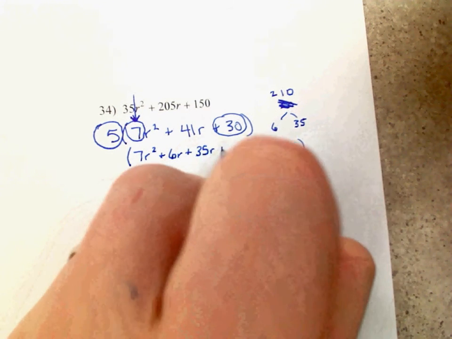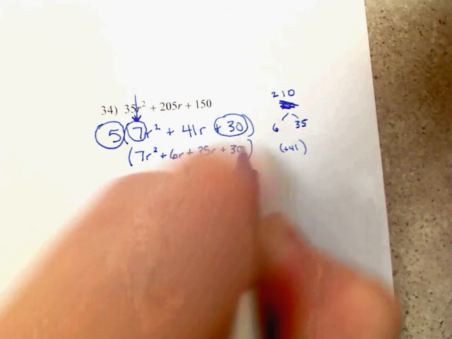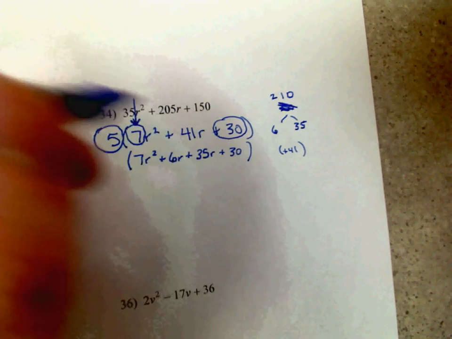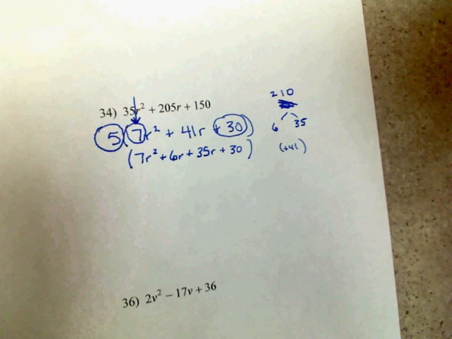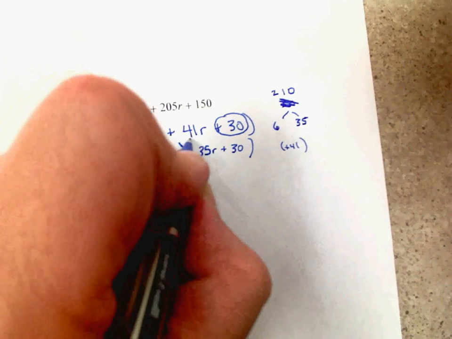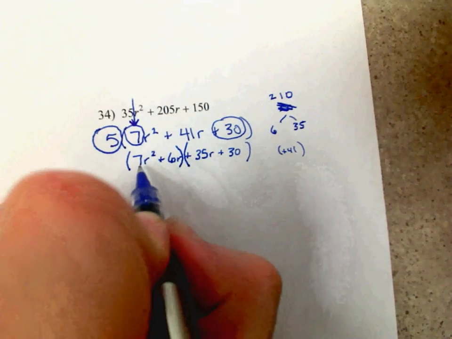So plus 6r plus 35r. We're breaking that 41 apart into the 6 and the 35 that we had there. Now we're going to look at each half of this separately. What can I take out of this half? Well, they both have an r in common, and that's it.